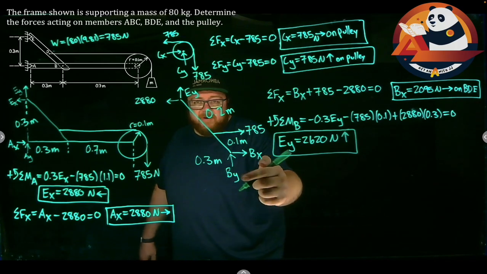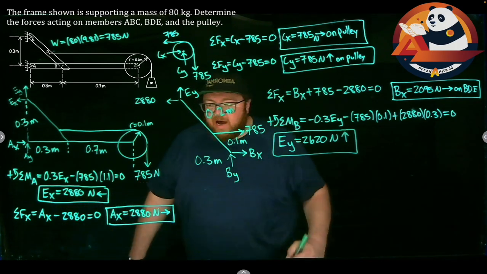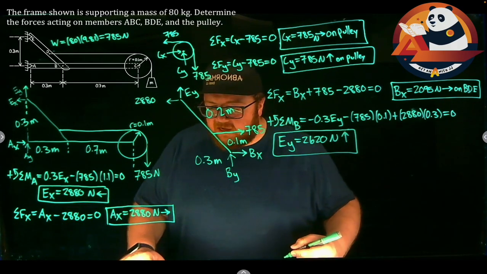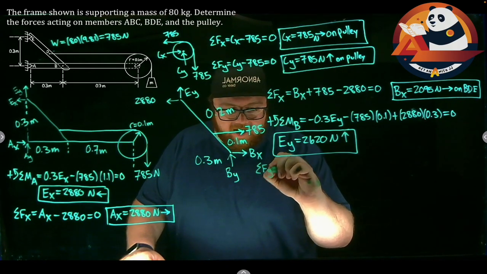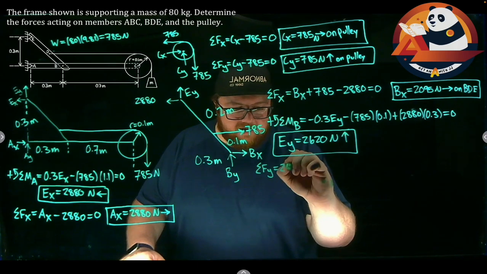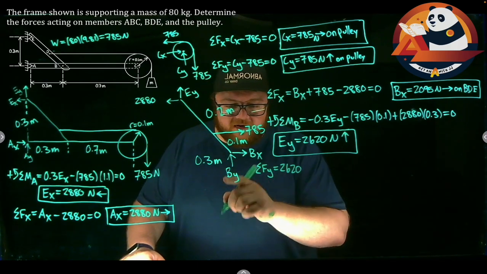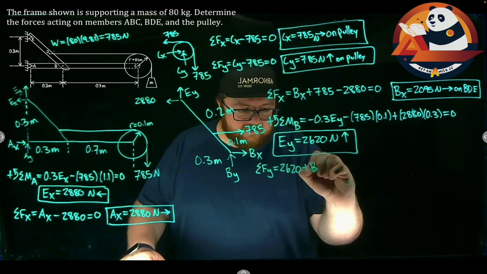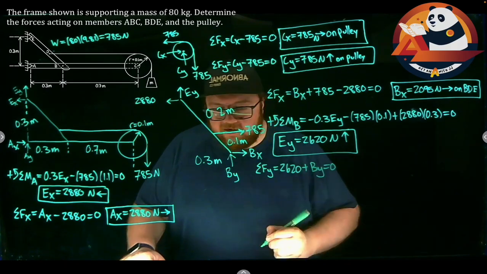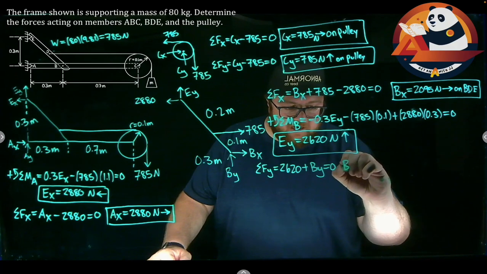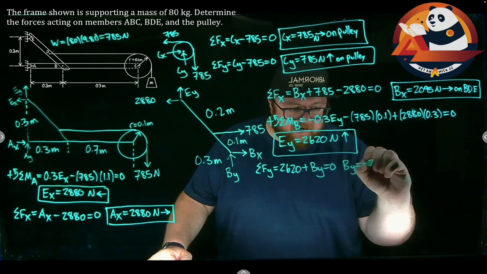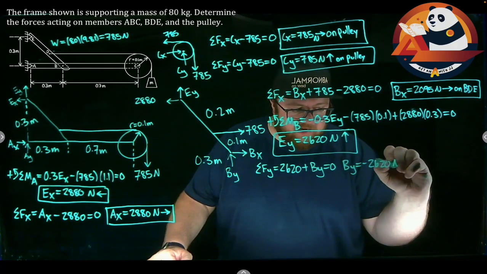Finally on this one, I just have BY left. I can sum forces in the Y to get it. So summing forces in the Y direction, I have EY going up. We just found that was 2620 plus BY equals 0. If I solve for BY, I get a negative. BY is negative 2620 newtons.